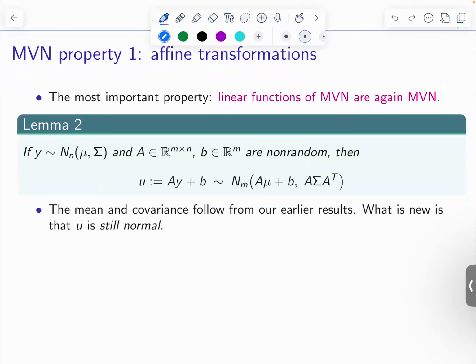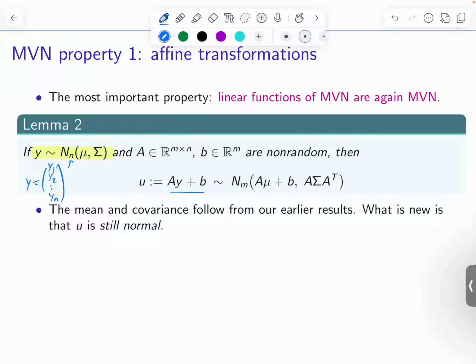The first property that follows from that definition is this: if I have a multivariate normal random variable, sorry, just a Gaussian vector, and n here is the dimension, so it tells you that y is n-dimensional. So you're dealing with an n-dimensional distribution. And then A is our usual non-random matrix, m by n, b is in R^m, and I form Ay plus b.